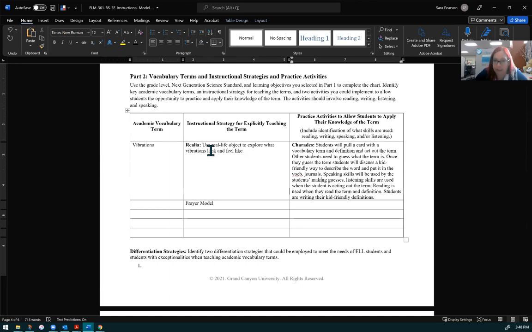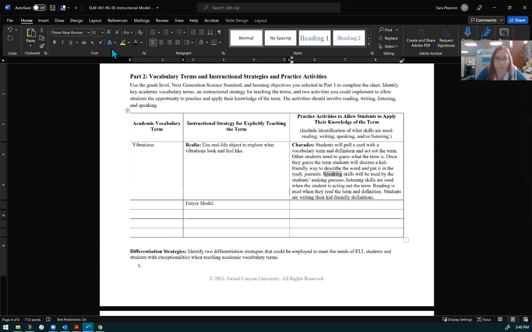Now, practice activities, I only wrote 1, but you're going to want to make sure you put 2 in each box. So charades, students will pull a card with a vocabulary term and a definition and act out the term. Other students guess what it is. Once they guess it, the students will discuss a kid-friendly way to describe the word and put it in their vocabulary terms. So then you also need to identify your speaking, listening, reading, and writing.